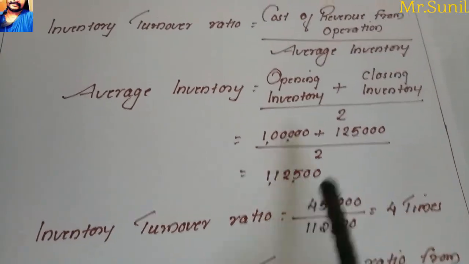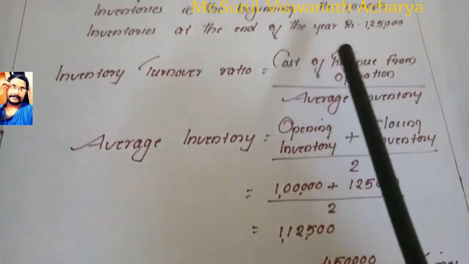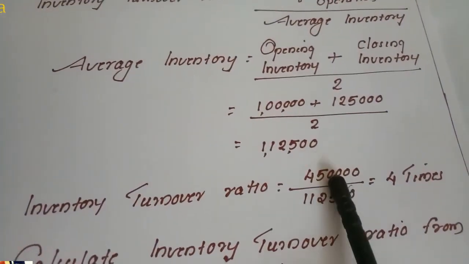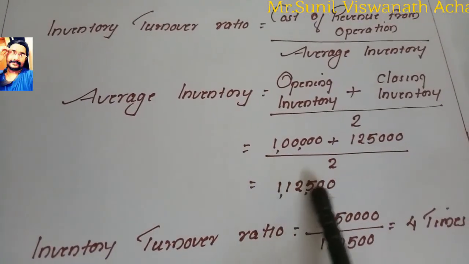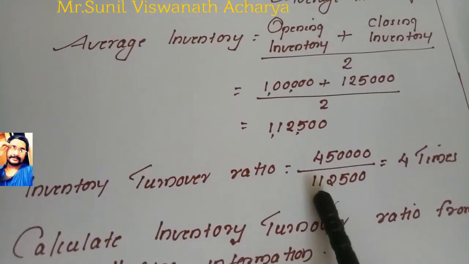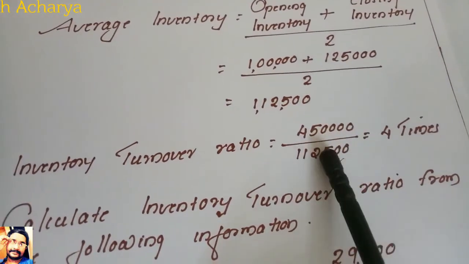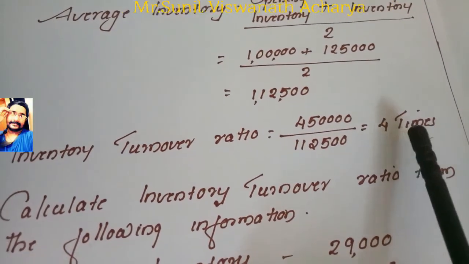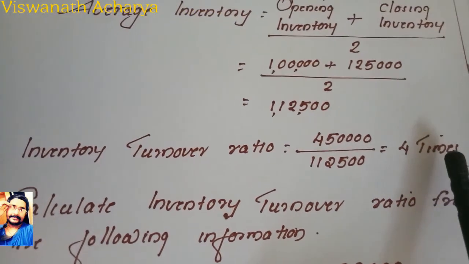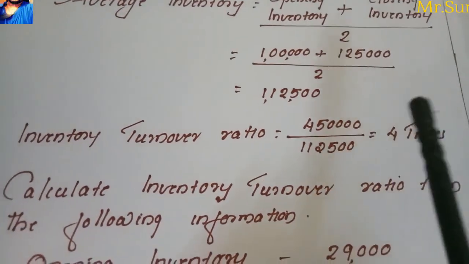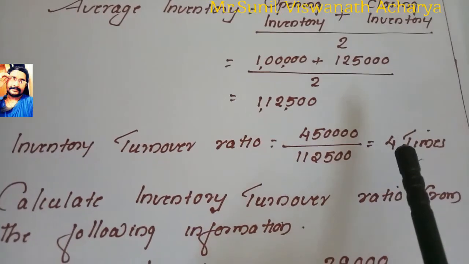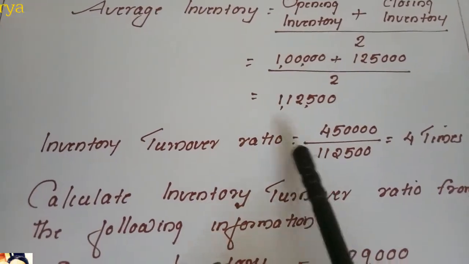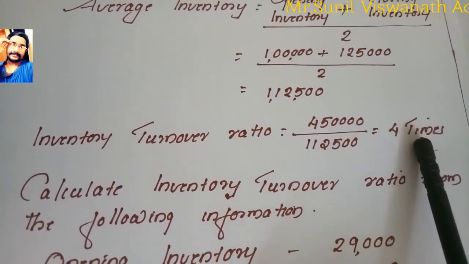Now we can combine this into the equation. Inventory turnover ratio is equal to cost of revenue from operations, which is given in the question as 4,50,000, divided by average inventory, which we calculated as 1,12,500. So 4,50,000 divided by 1,12,500 is equal to 4. We will represent the answer as 4 times. All the turnover ratios we represent in times. Solvency and liquidity ratios we represent as a ratio like 2:1, but all turnover ratios we represent in times. So the inventory turnover ratio here is 4 times.